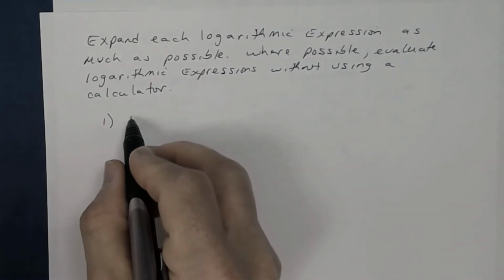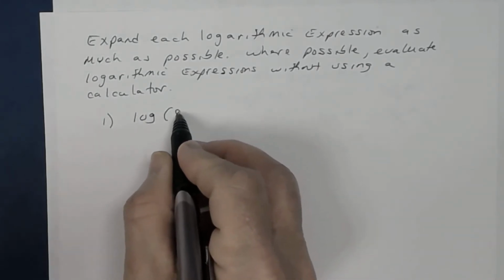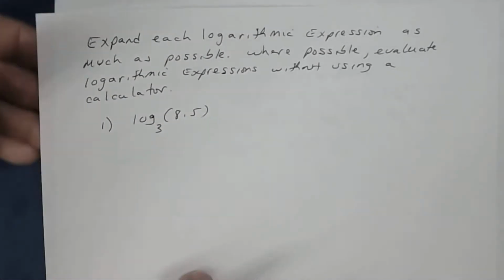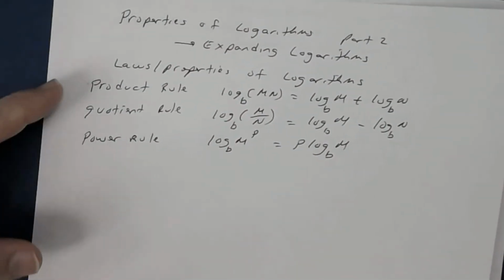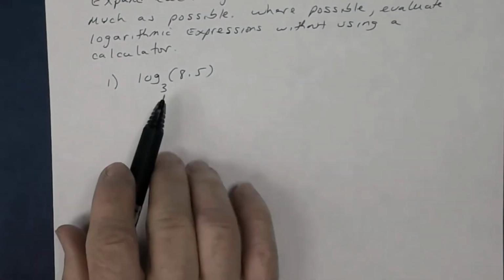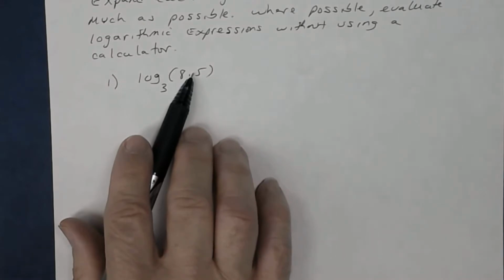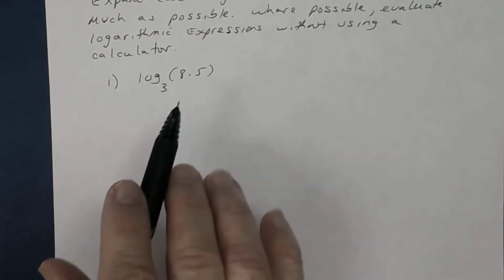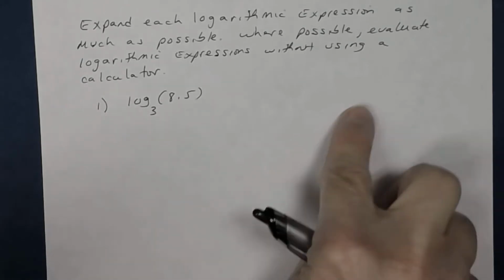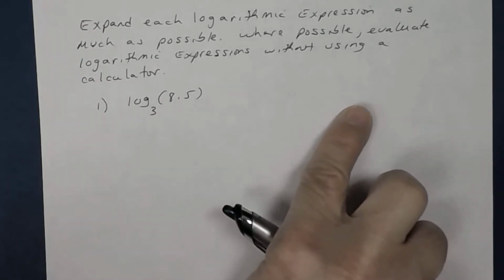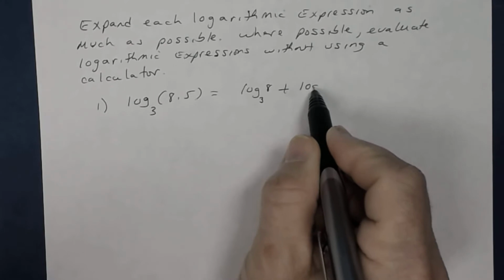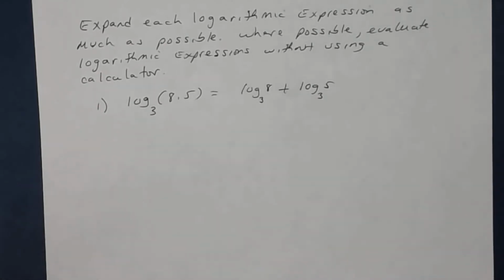Number one, let's suppose I had the log of 8 times 5, base 3. I want you to apply one of our rules, or as many of the rules as possible, because in most of these problems more than one will apply. If you look at this, I'm taking the log of a product, so I'm going to use the product rule. It says I can expand this from a single logarithm to 2 logarithms. That's going to be the log of 8 base 3 plus the log of 5 base 3. So I expanded.